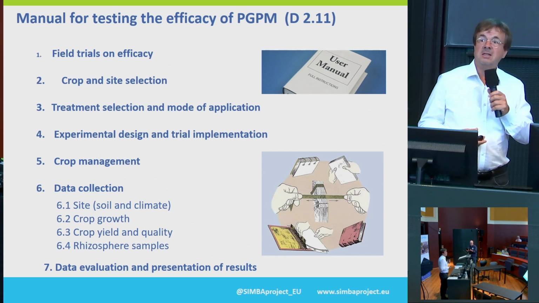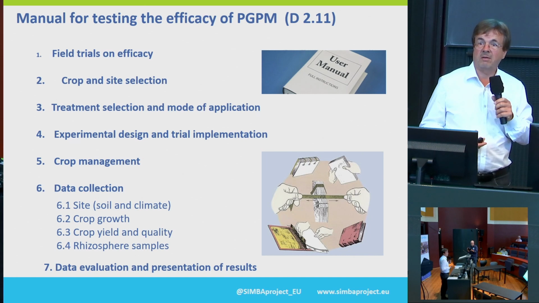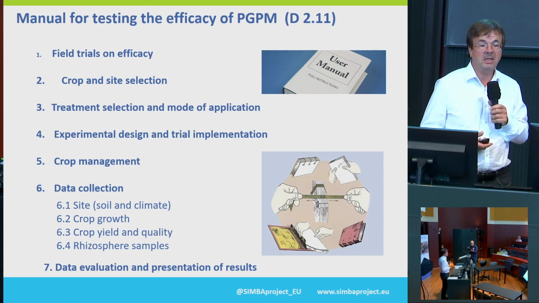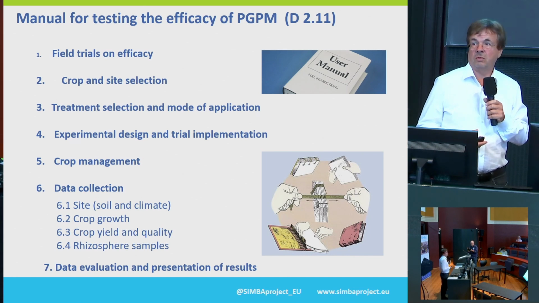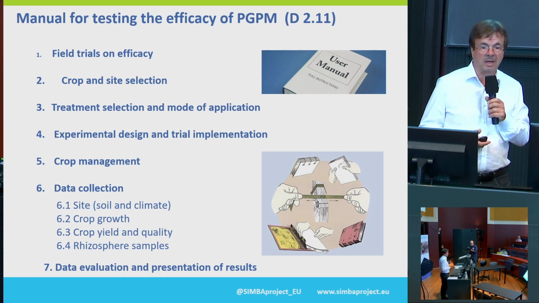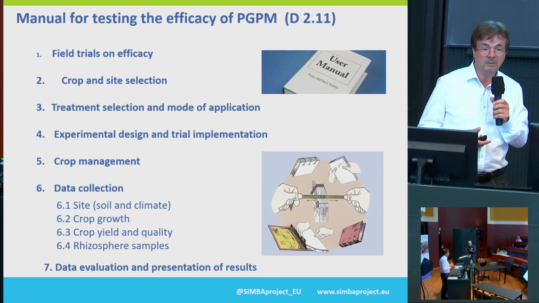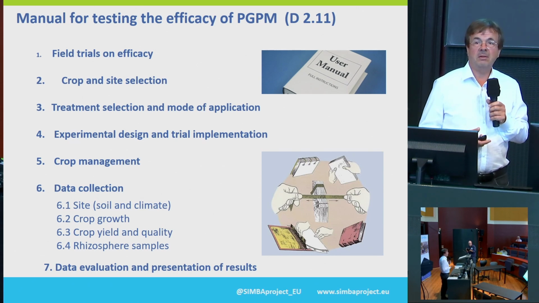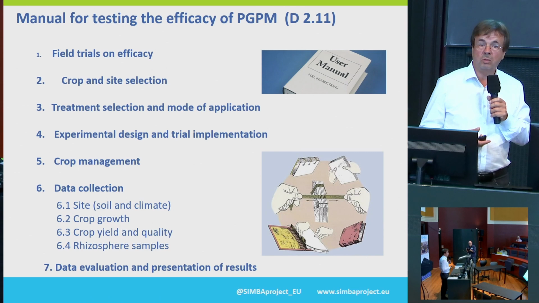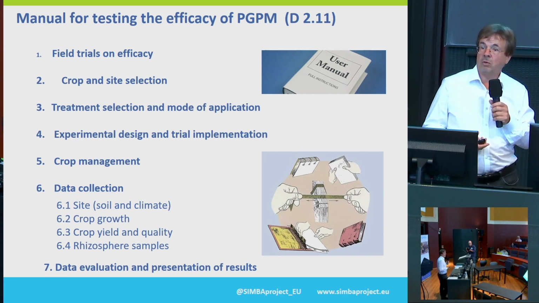And finally, the data collection. For the data collection, we suggest to have data collection on the site. That concerns, of course, the soil conditions and the climate. But for the soil in particular, some additional information about soil humidity and soil aeration. And then anything related to crop growth, including nutrient uptake. And finally, crop yield and quality.